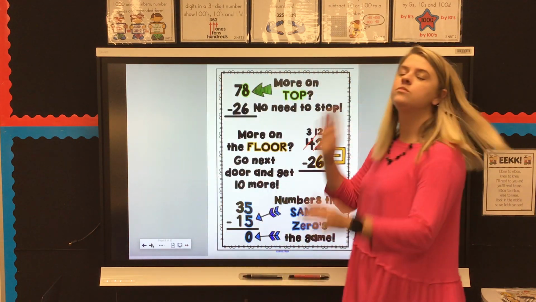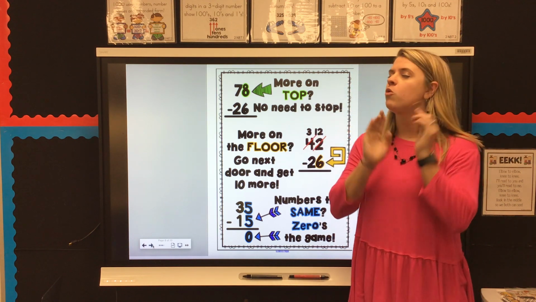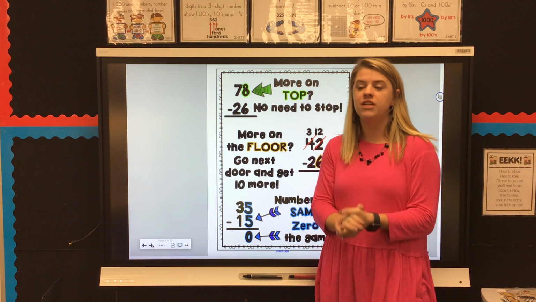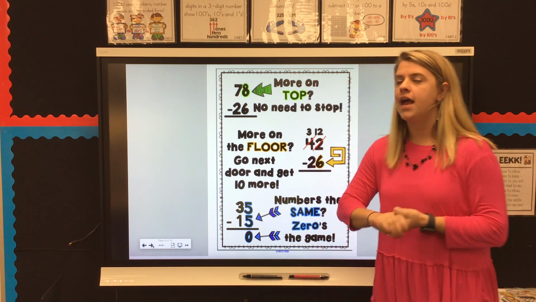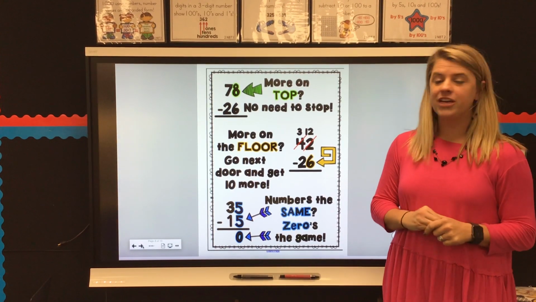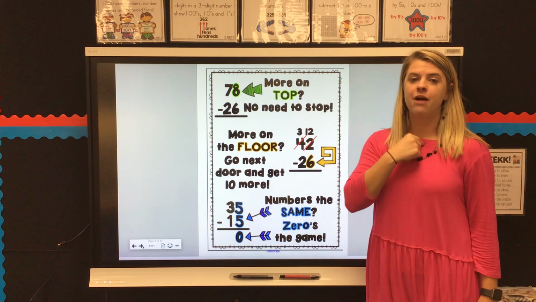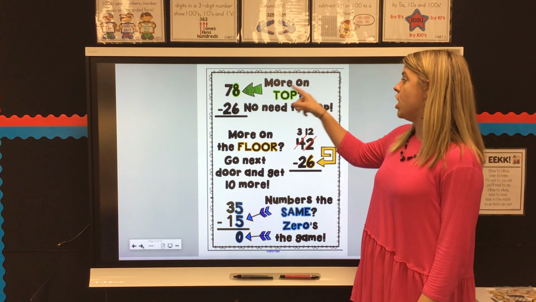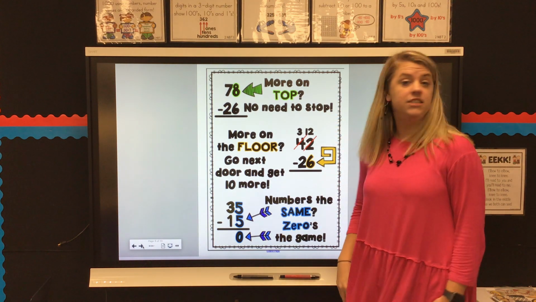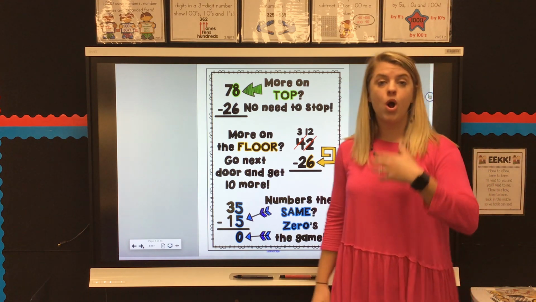Before we go on, though, I'm going to teach you a fun poem that we're going to be saying for the longest time. It's going to happen in 2-digit subtraction and 3-digit subtraction. All the time when you're using subtraction, you can use this poem. So let's look at our problem: 78 minus 26. I want you to repeat after me. More on the top. No need to stop. Let's say it again. More on the top.